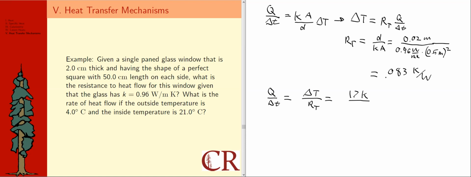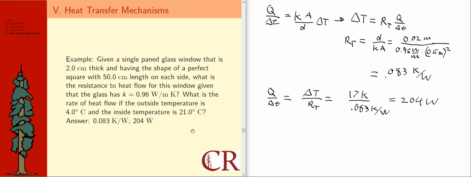And that would be divided by 0.083. In my calculator I didn't round off, and I put in more threes because it was actually 0.08333 repeating. This should turn out to be some number in watts. If you don't round off too much, it winds up being an exact value of 204 watts. So that gives me two answers to check. And there we go, 0.083 Kelvin per watt and 204 watts check out.